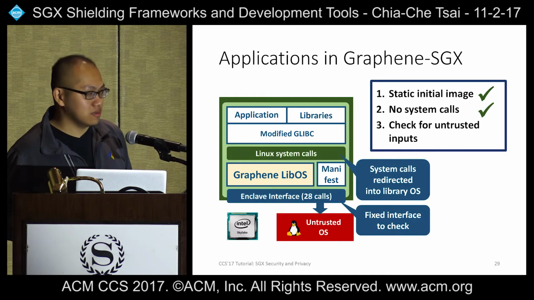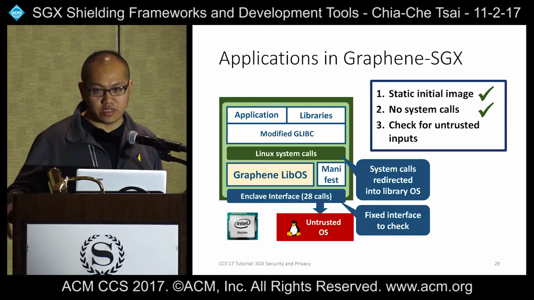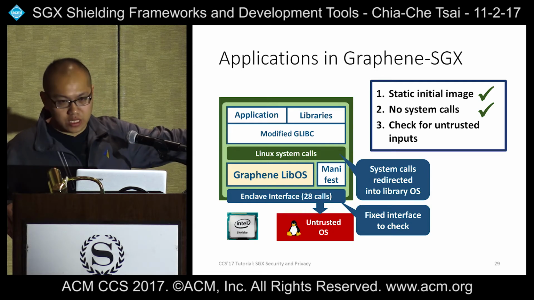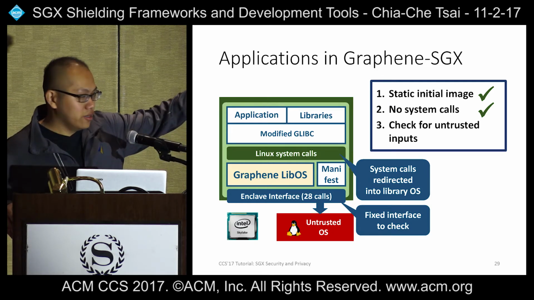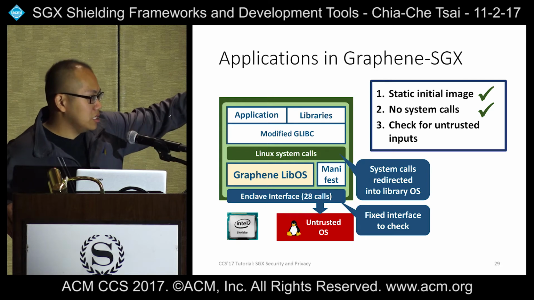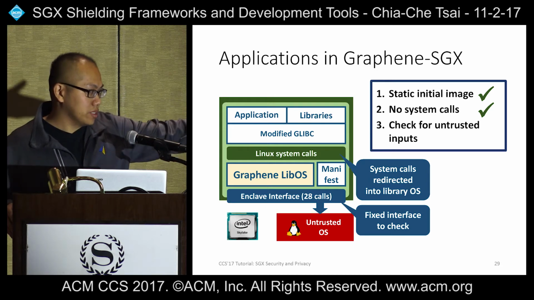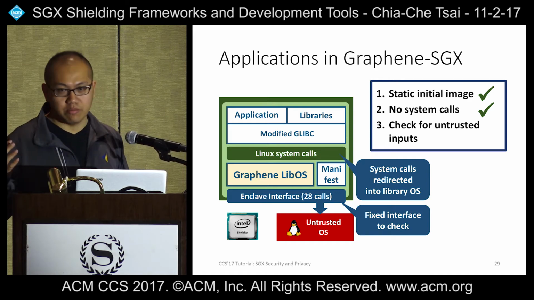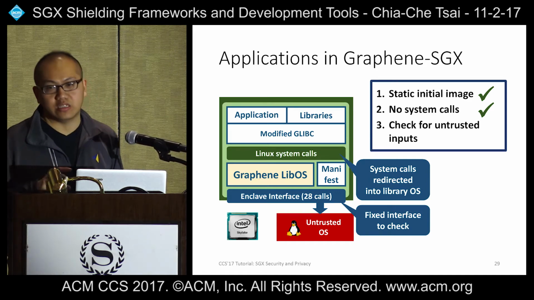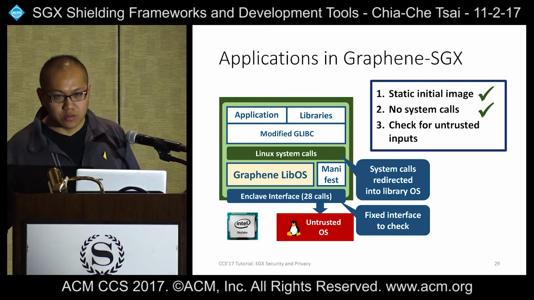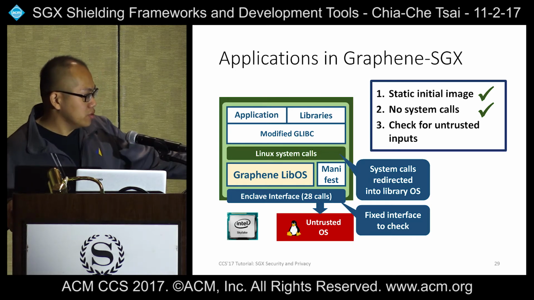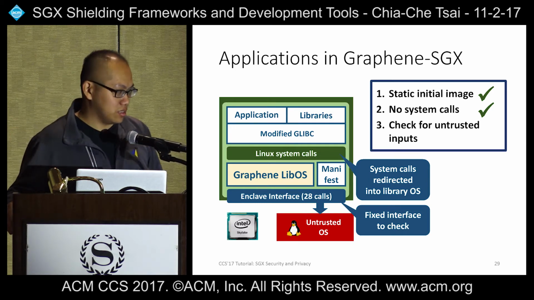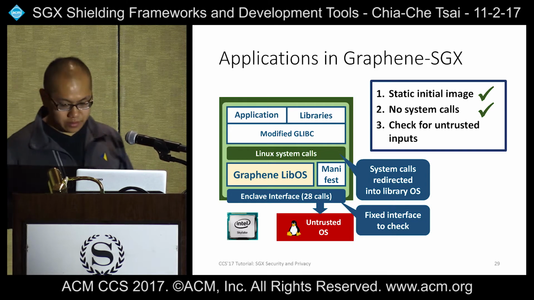Then the second challenge is to solve the system call problem. Graphene modifies glibc to redirect all the system calls from the applications, so these system calls will go to the Graphene library OS, and the library OS will try to serve them inside the enclave. But if it can't, say you have to access file systems or the network stack, it will jump out of the enclave using enclave interfaces. There are 28 calls in our enclave interface, which is fixed and easy to check.